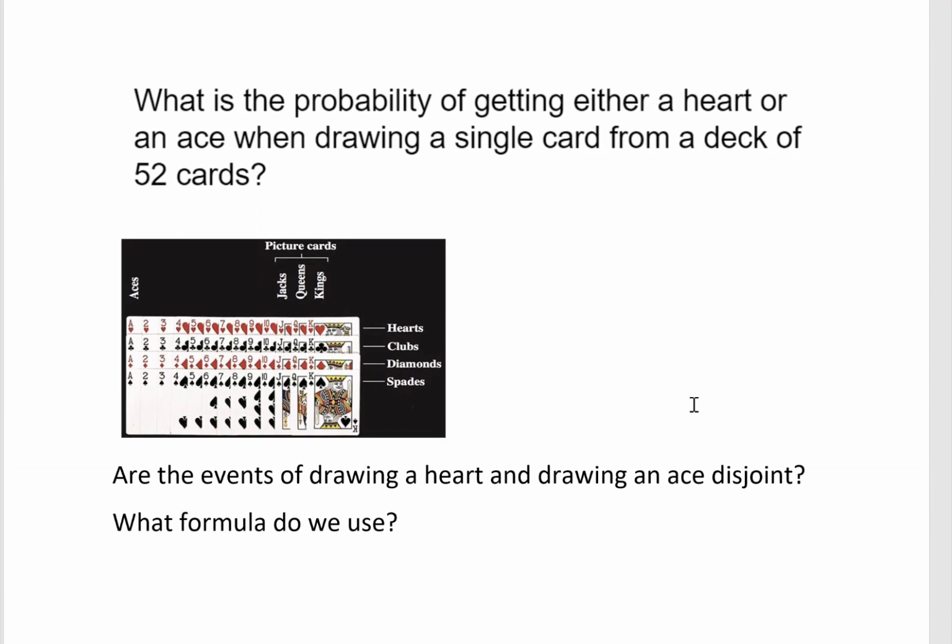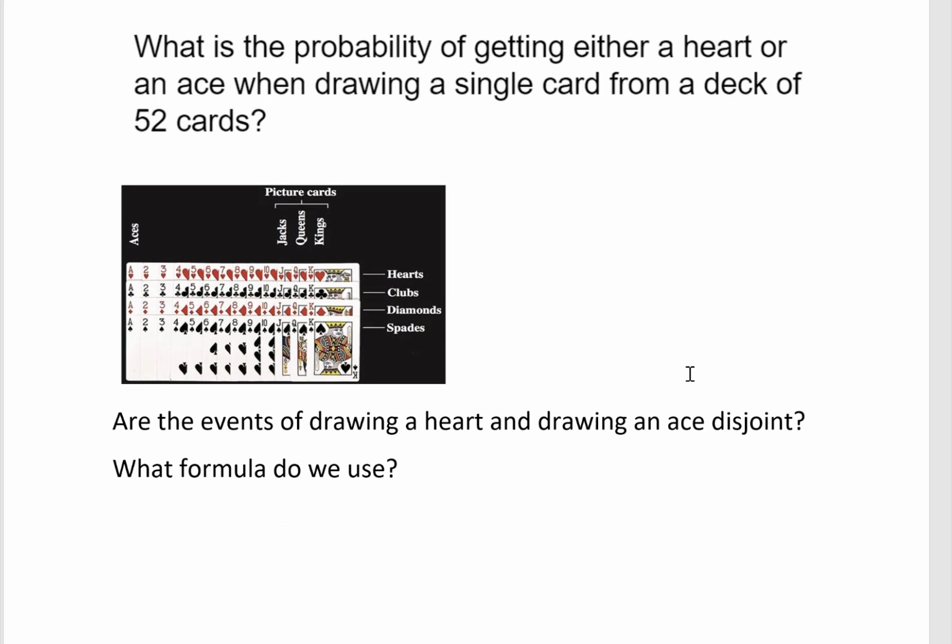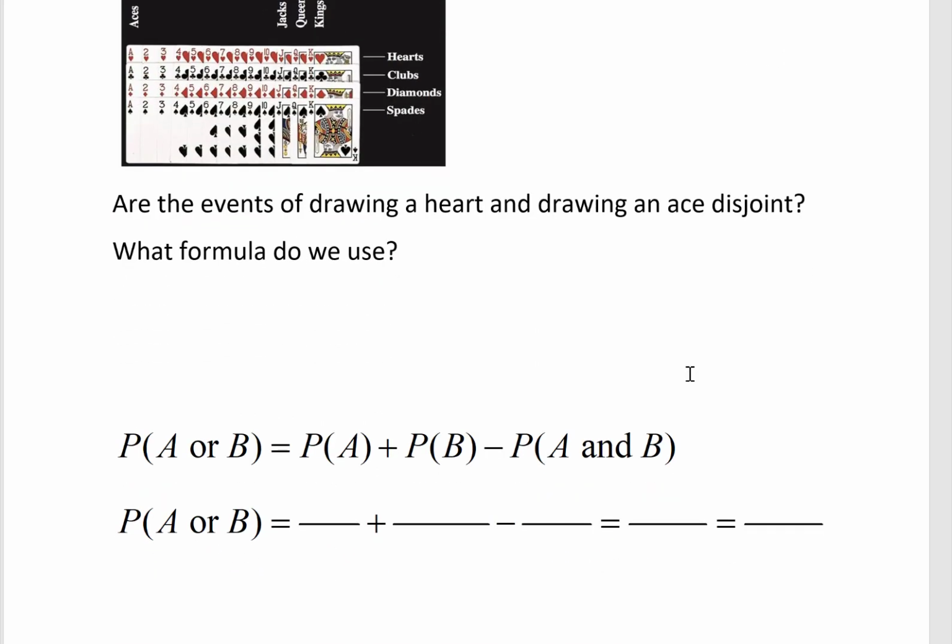What is the probability of getting either a heart or an ace when drawing a single card from a deck of 52? Are the events of drawing a heart and drawing an ace disjoint? These events are not disjoint because there is an ace of hearts. So when we use our formula, we will have a probability of A and B that we have to put into the formula. So the probability of A here, there are 13 hearts in the deck, so we have 13 over 52. There are 4 aces in the deck, so we have 4 over 52. And then, as I said, we have 1 ace of hearts, so we're going to have to subtract that. That's the probability of A and B.